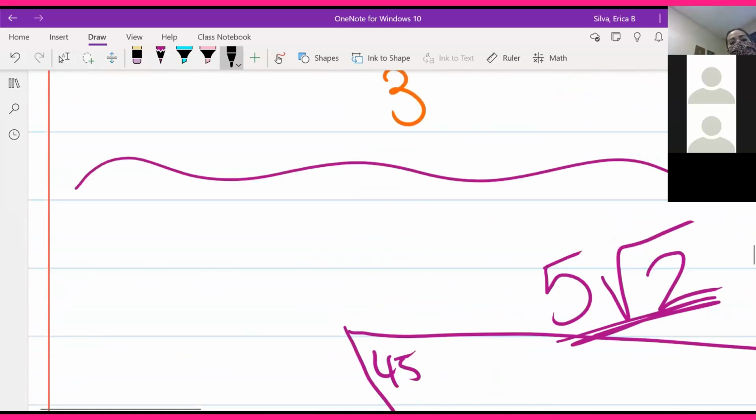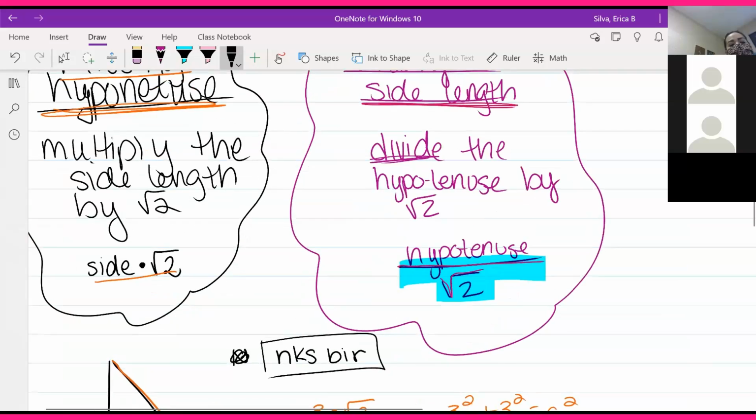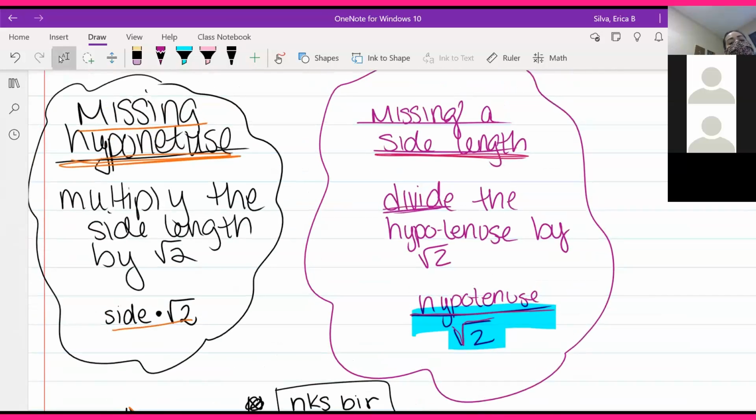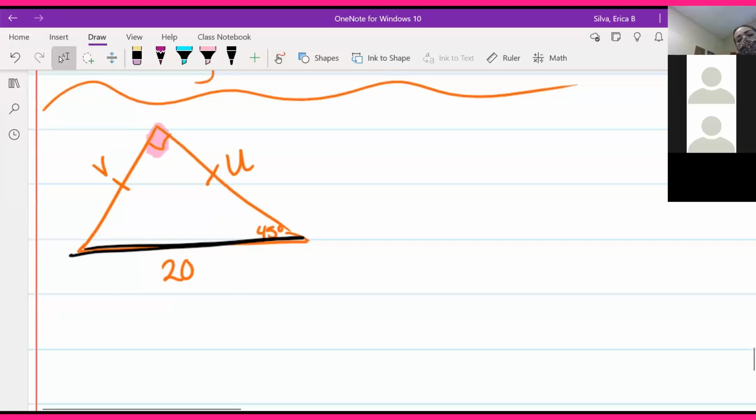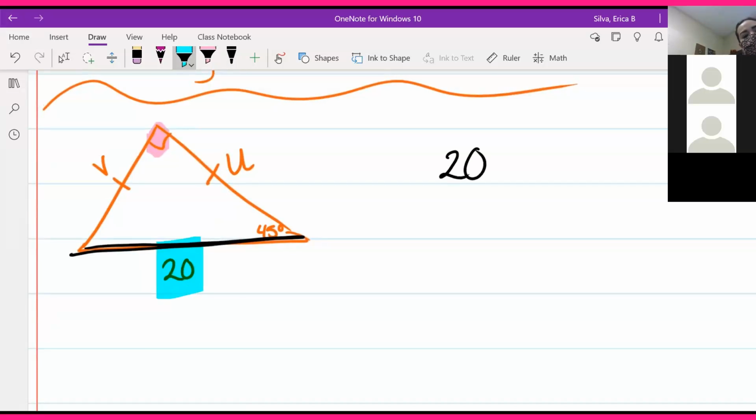So what did our two rules tell us about the side length? Do we multiply by the square root of 2 or do we divide? We're dividing. Good job. So if we're dividing, we're going to start with 20, and then we're going to divide it by the square root of 2. You want to think of it as my hypotenuse is big, we want it to get smaller, so we're going to divide. If we have the side length, we want it to get bigger to be the hypotenuse, so we multiply by the square root of 2.